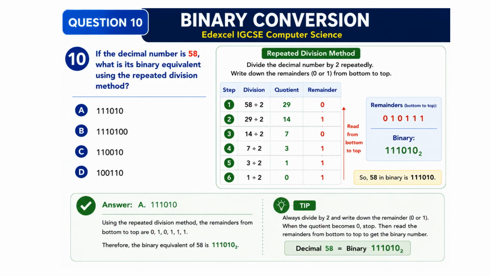A useful exam tip is, never stop dividing until the quotient becomes 0. Then remember to read the remainders from bottom to top to get the correct binary answer.